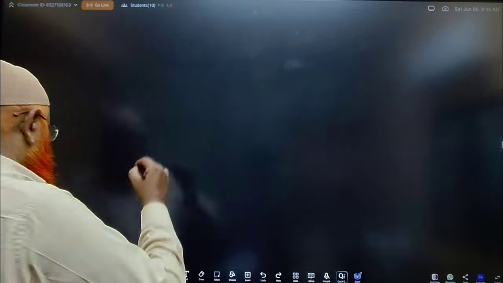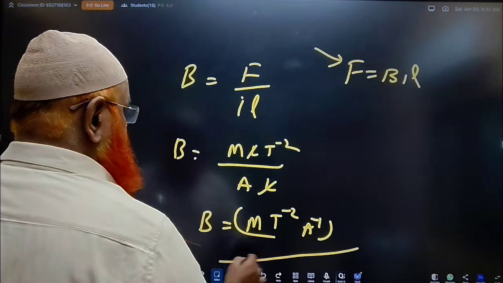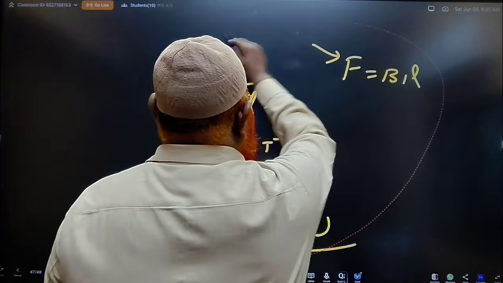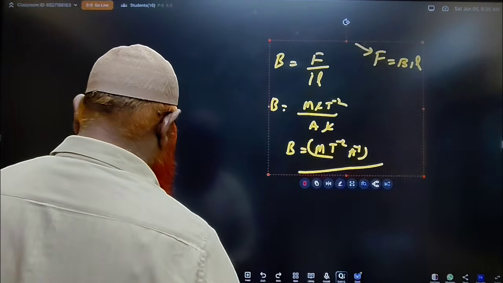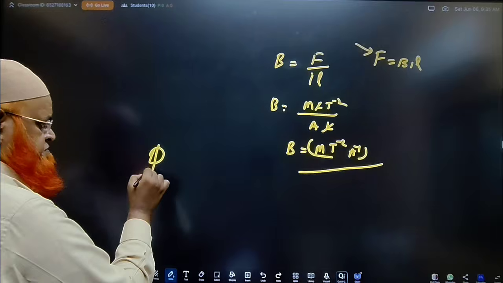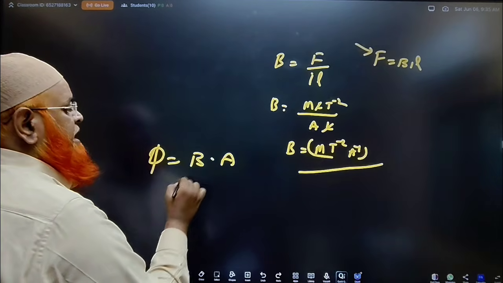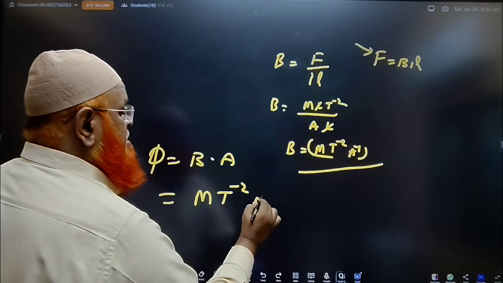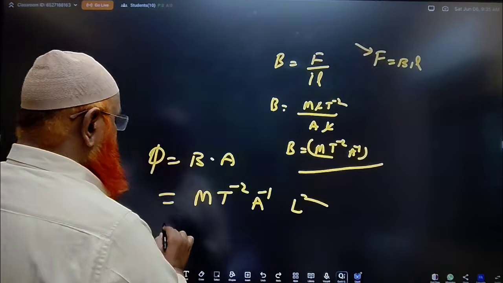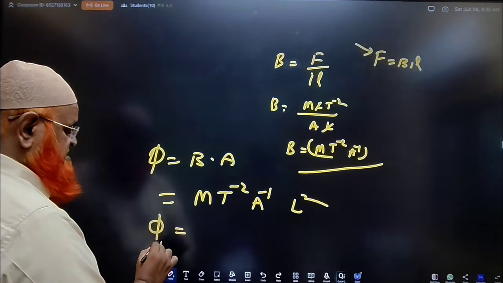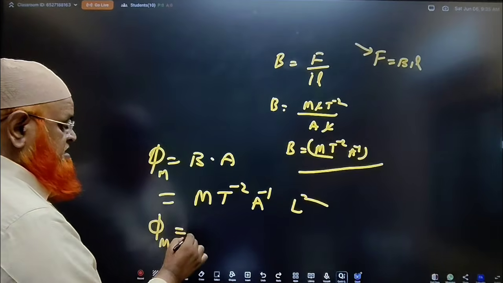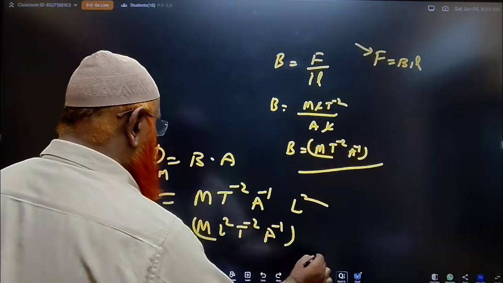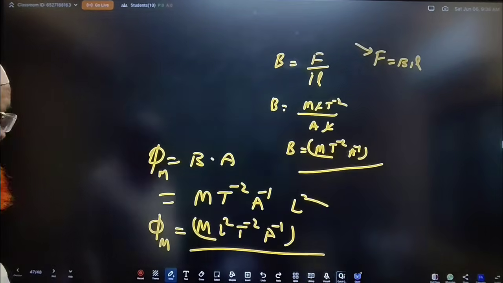Magnetic flux. See, magnetic flux is B dot A. B means M T^-2 A^-1, and A means area, L². So magnetic flux is M L² T^-2 A^-1. Is it okay? Correct? Next.